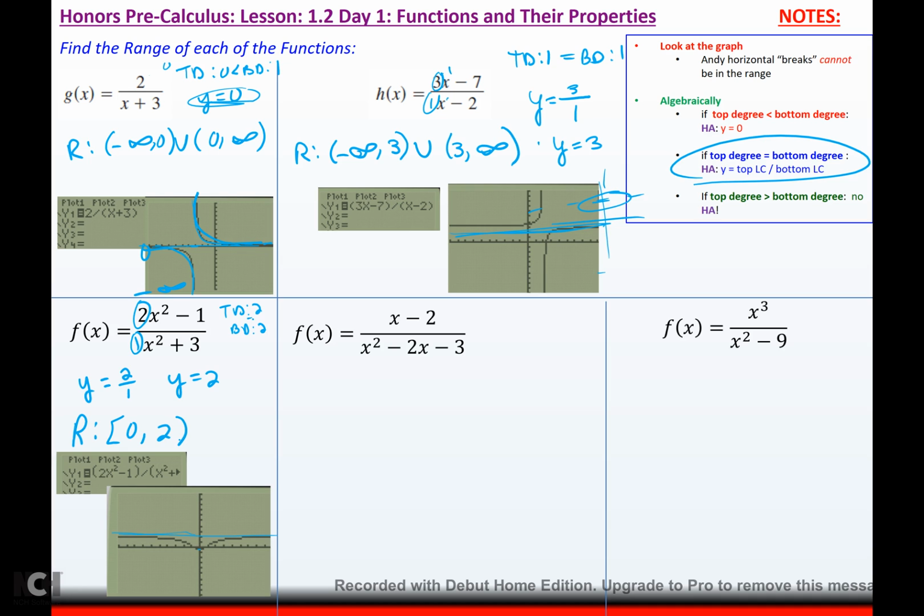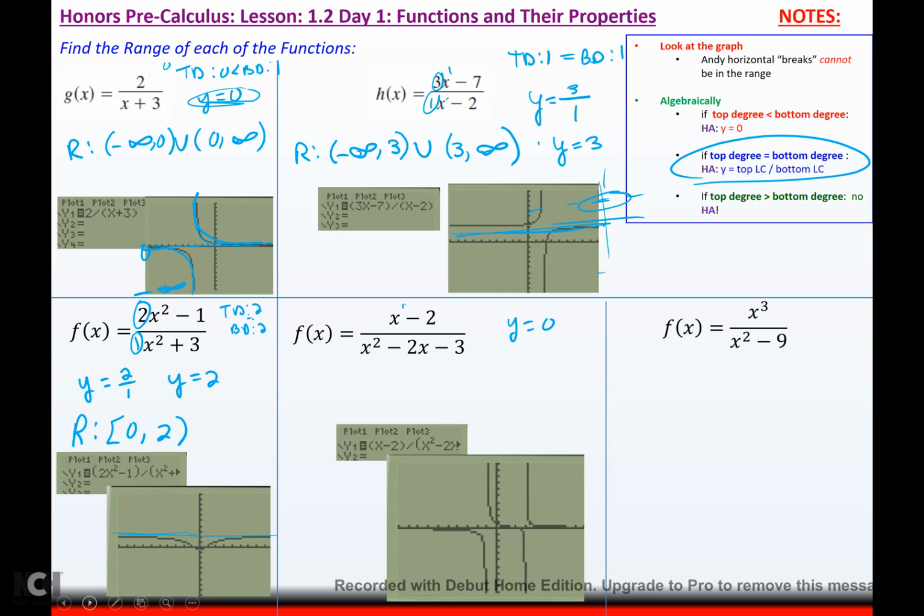Alright, on this one, my top degree is smaller than my bottom degree, so it's going to be y equals 0. Let's check the picture. Yeah, see how this part of the graph approaches it, and this part approaches it, and it crosses in the middle. You can't cross a vertical asymptote, but you can cross a horizontal one. So again, my range would be negative infinity to 0, union 0 to infinity.